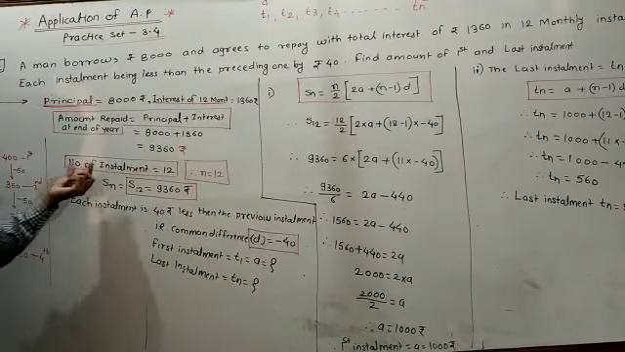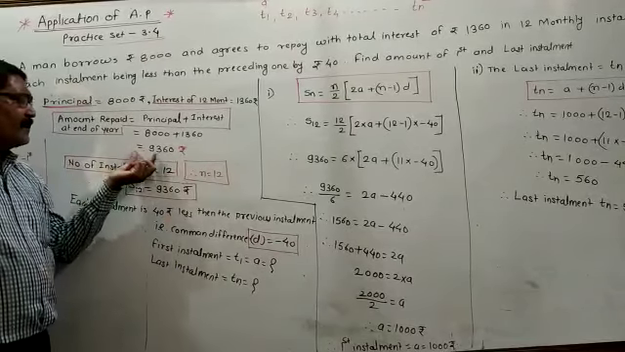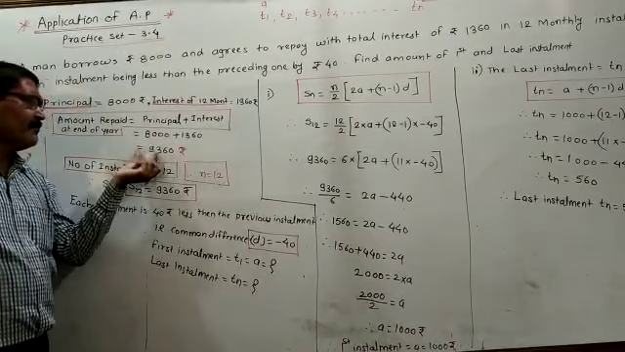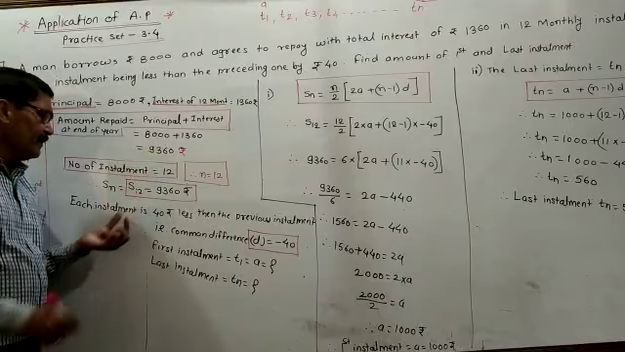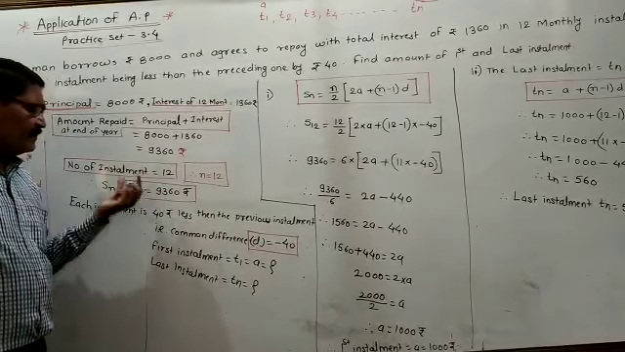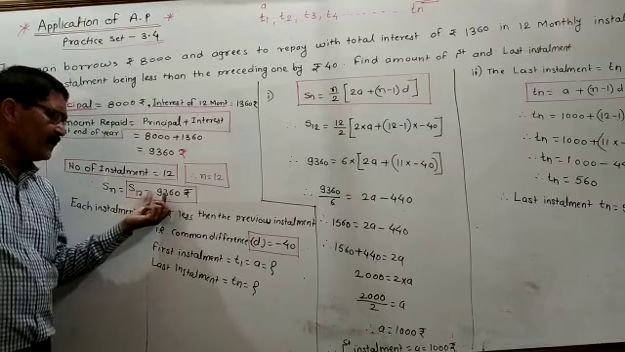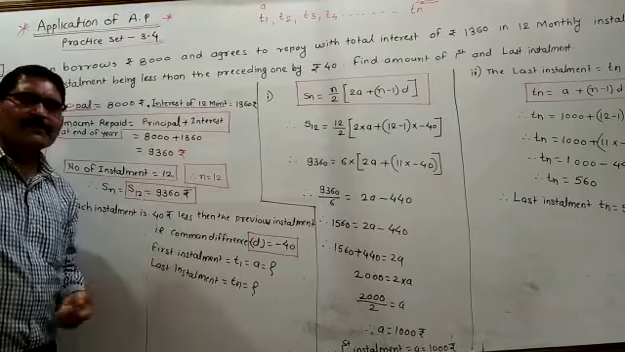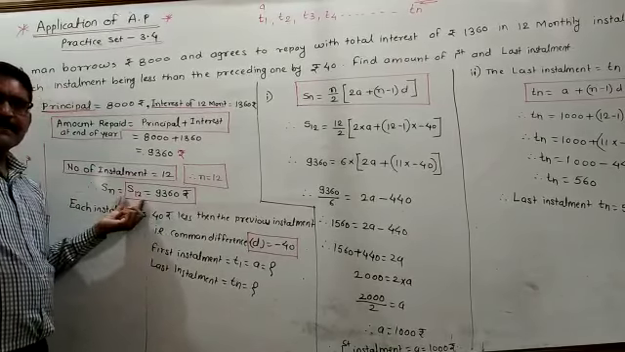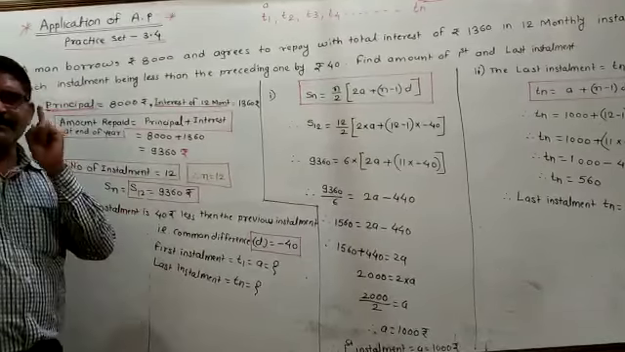Means the number of installments is equal to 12, therefore n is equal to 12, and he will return the sum. This sum he will return to the bank in 12 monthly installments. Means you have to find S12. This 9360 is the S12. You have to say that S12 is equal to 9360. Everybody understand? Means this one is given: the sum of the 12 installments is 9360, and the total installments are 12.